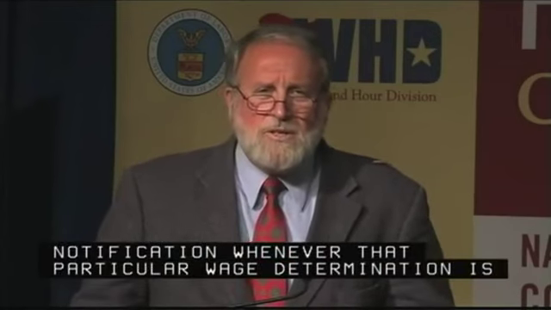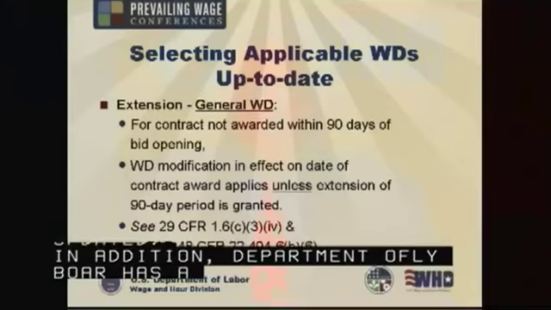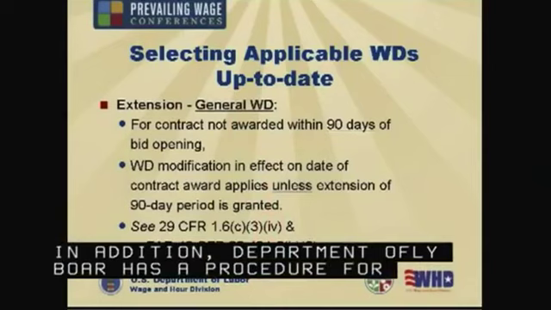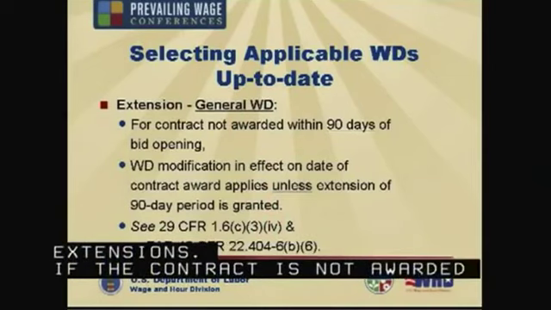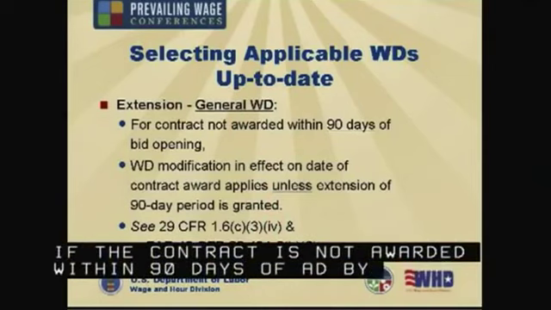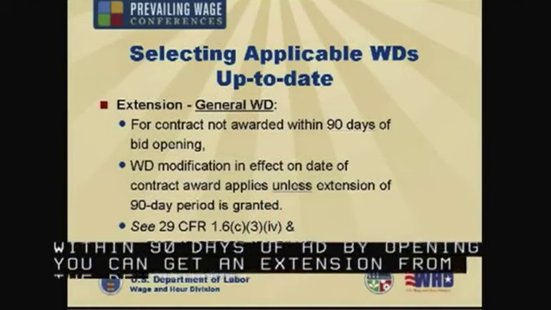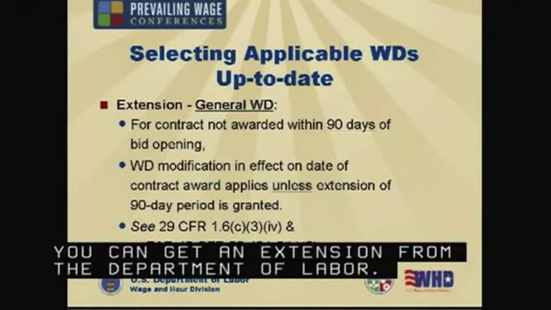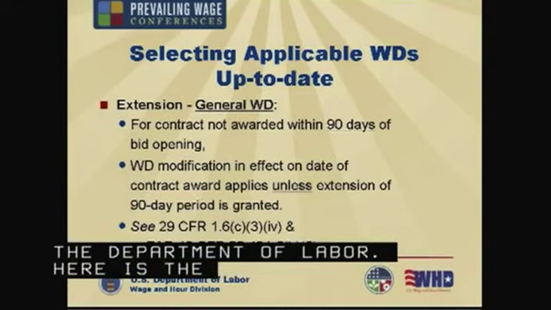In addition, the Department of Labor has a procedure for extensions. If the contract's not awarded within 90 days of a bid opening, you can get an extension from the Department of Labor. Here are the regulatory citations for that as well.